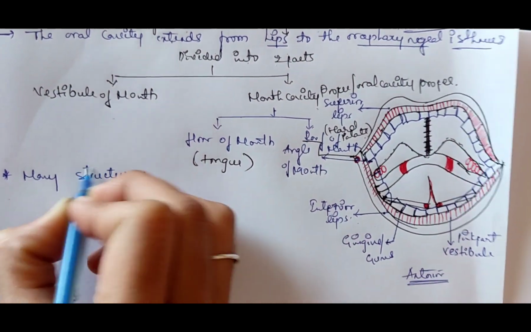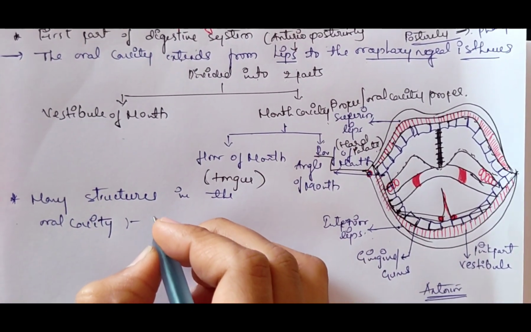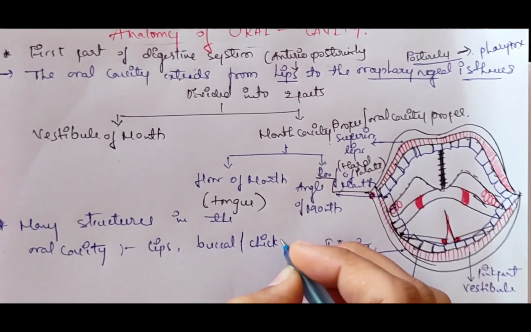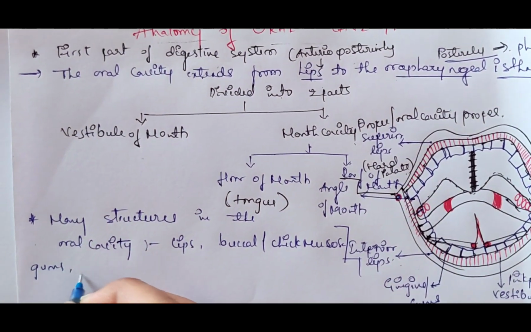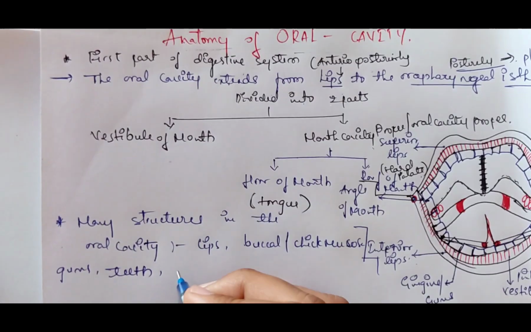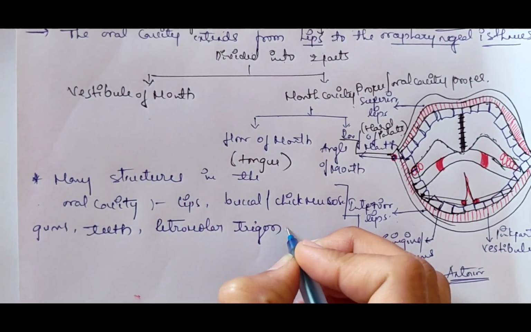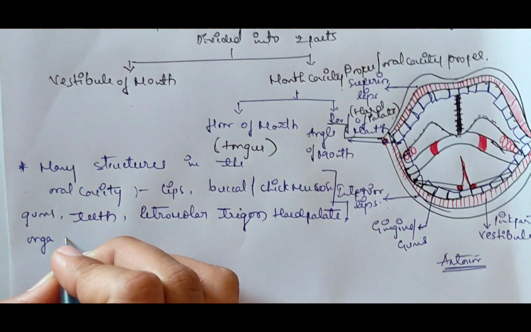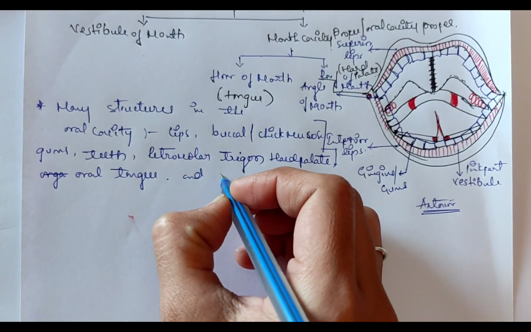There are many structures in the oral cavity. They are the lips, buccal or cheek mucosa, gums and teeth, retromolar trigone, hard palate, oral tongue, and floor of mouth.